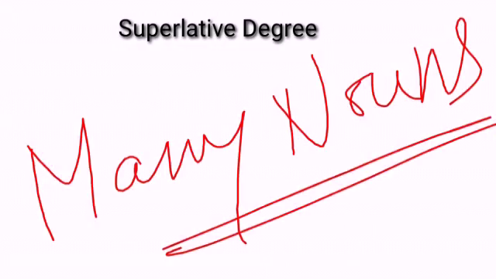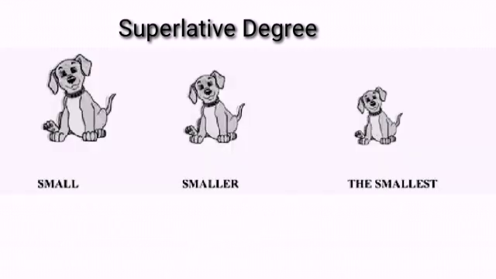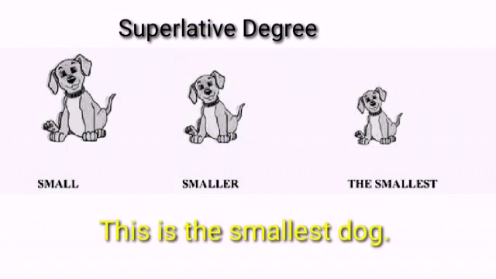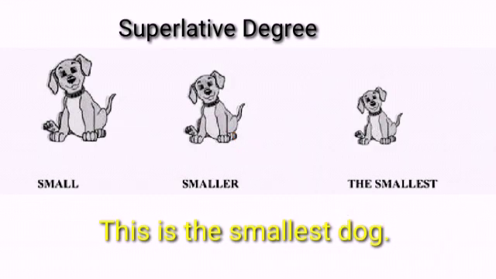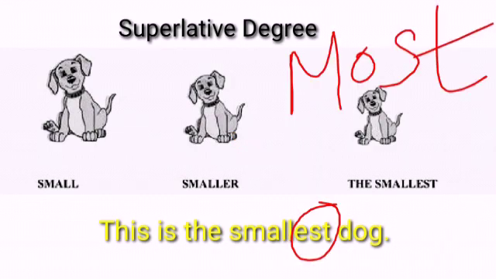Superlative degree compares more than two nouns to show which noun has the least and the greatest degree of quality. So for example, we can say this is the smallest dog. So in this picture we can see that the last dog has been compared to the other two dogs, and this statement shows that the last dog has the greatest degree of quality. So in this degree we use most or we add est to the adjective.